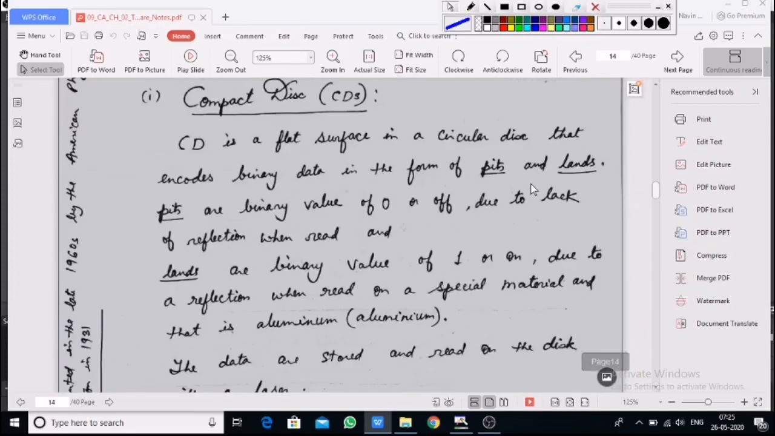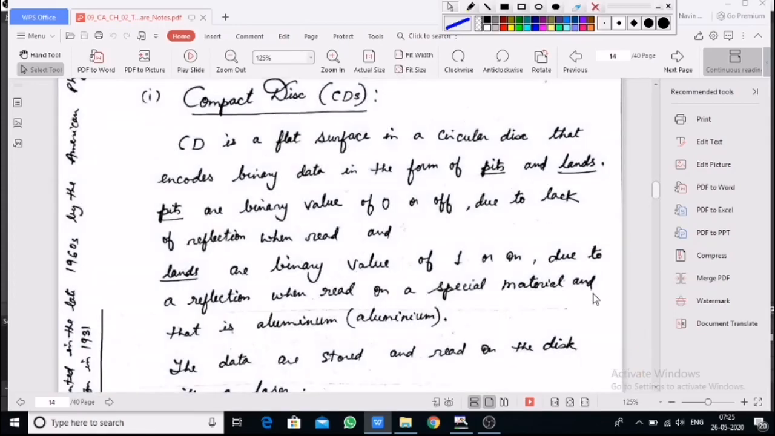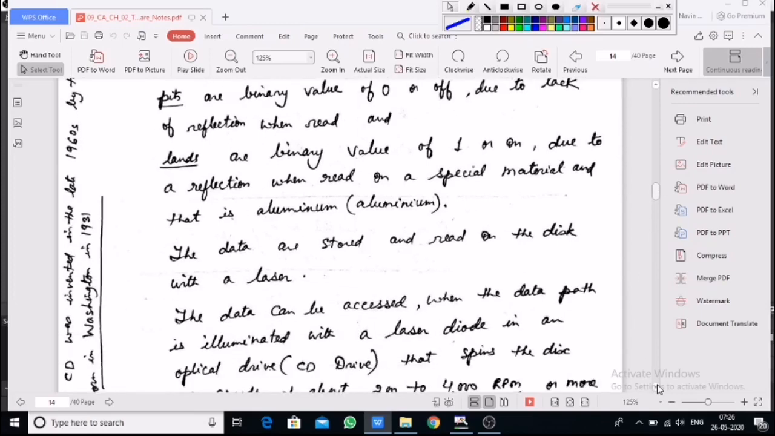Here it is, CD. We all use a CD. A CD is a circular disc that contains data in the form of pits and lands, right? Pits are a binary value of 0, off, and lands are a binary value of 1, through which data is written into it.